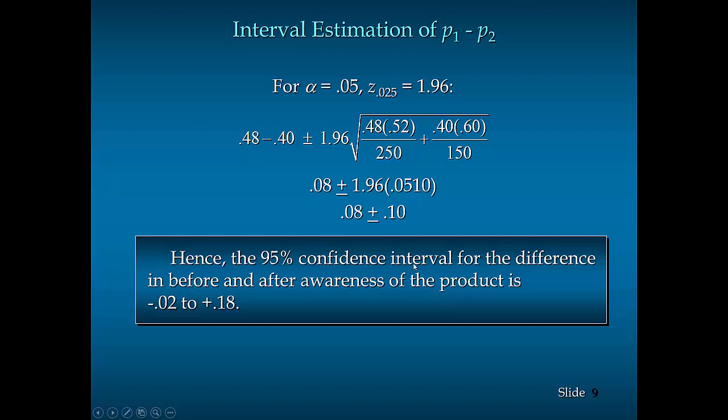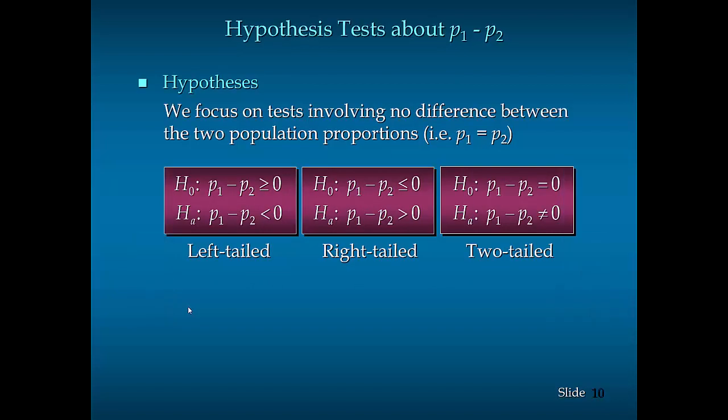Hence, the 95% confidence interval for the difference before and after awareness of the product is negative 0.02 to 0.18. So again, because 0 is included in that interval, that means the advertising campaign was not statistically significant and did not help us improve our awareness of the product. So now let's move on to hypothesis testing.